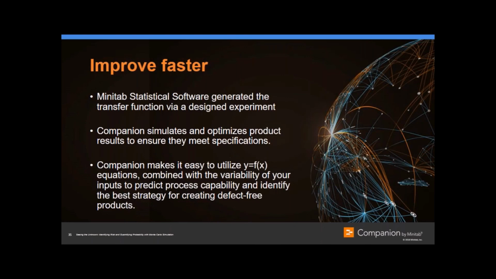Then we just look at this and we simulate and see what's happening. Companion really made it easy to utilize that and bring it all together. But like I said, if you were just doing Monte Carlo simulation without the parameter optimization and sensitivity analysis, you could certainly do that and put it in Minitab as well.